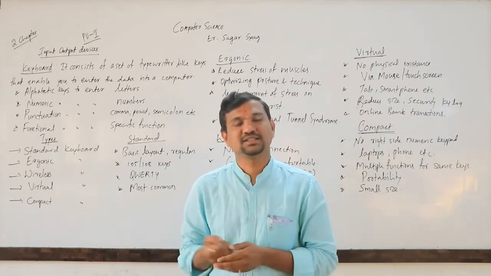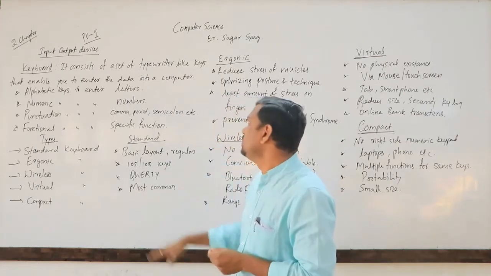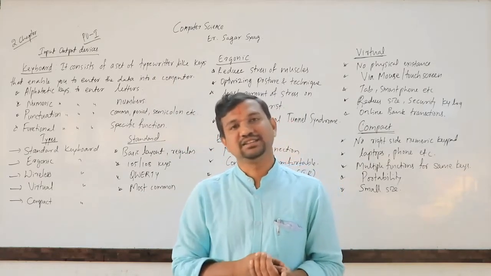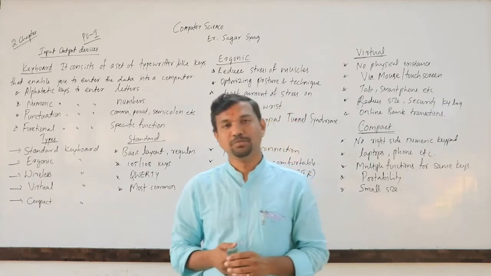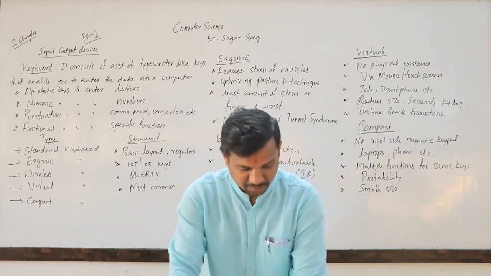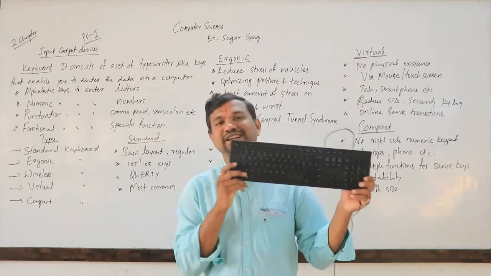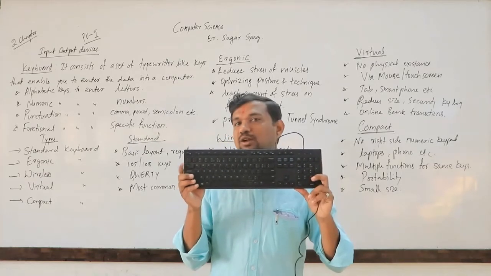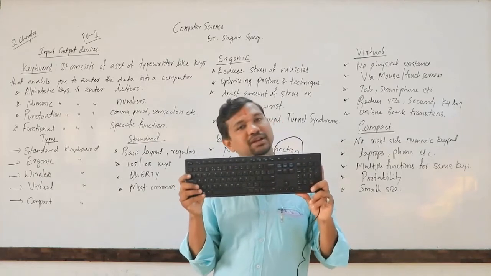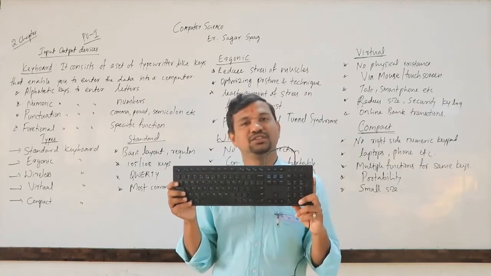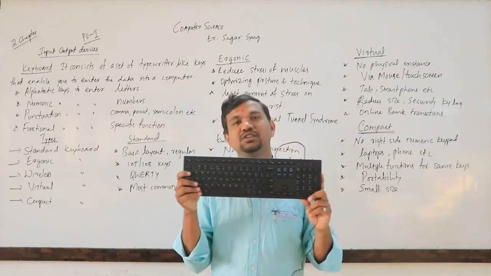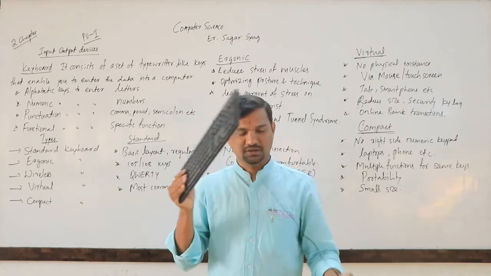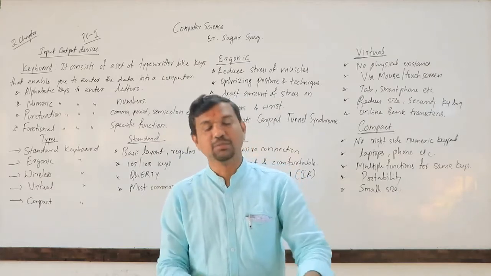So let us discuss this chapter, input output devices. The first concept here is the keyboard. You might have seen the keyboard. This is one type of regular keyboard used in our day-to-day life. It is common everywhere: government offices, schools, colleges or homes. Anyone who has a need of a keyboard can use it.